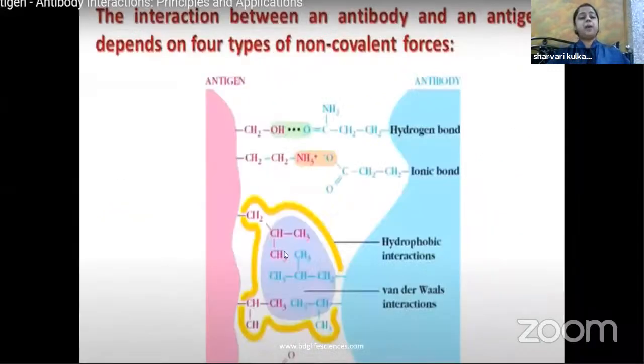Now, in brief, about the interaction which takes place between antibody and antigen, there are 4 types of bonds involved: hydrogen bond, ionic bond, hydrophobic interactions, and van der Waals interactions. We are not going to go into much of the chemistry, but remember these are the 4 types of bonds involved in any antigen-antibody interaction. Along with the hydrogen bond, there are non-covalent forces involved.